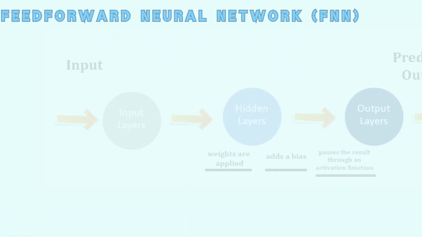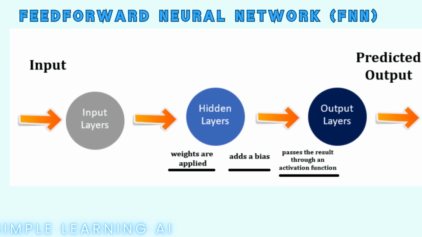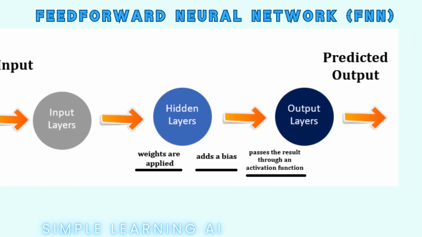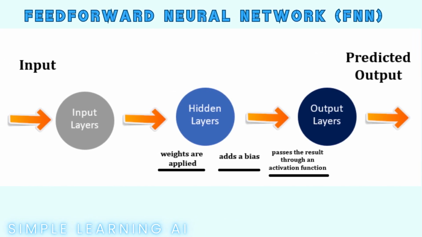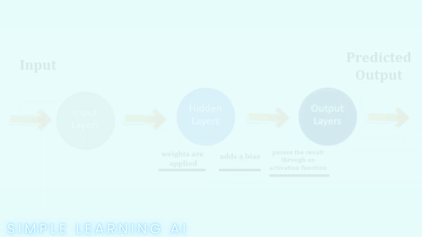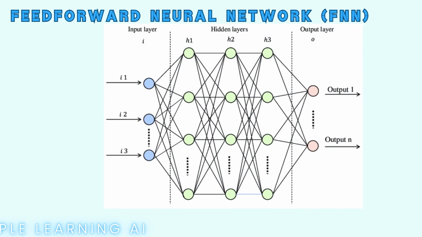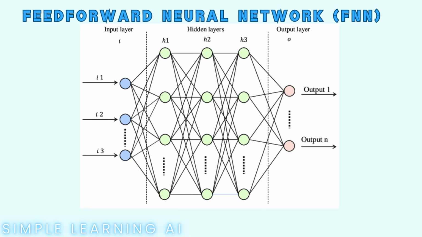Let's begin. Feed-forward neural network, FNN, is a type of artificial neural network in which information flows in a single direction, from the input layer through hidden layers to the output layer, without loops or feedback. It is mainly used for pattern recognition tasks like image and speech classification.